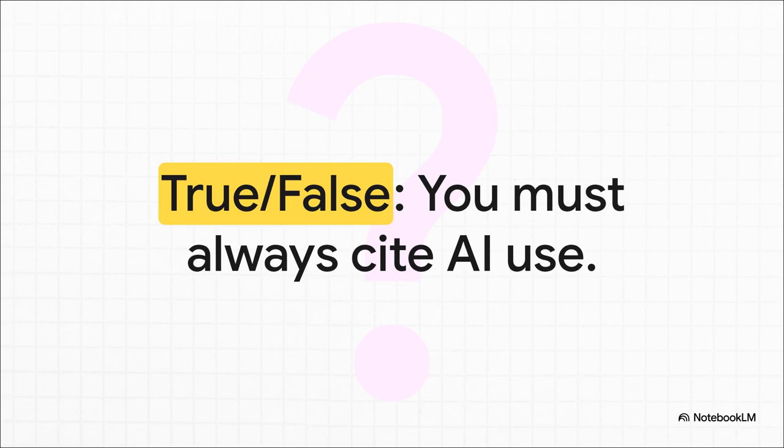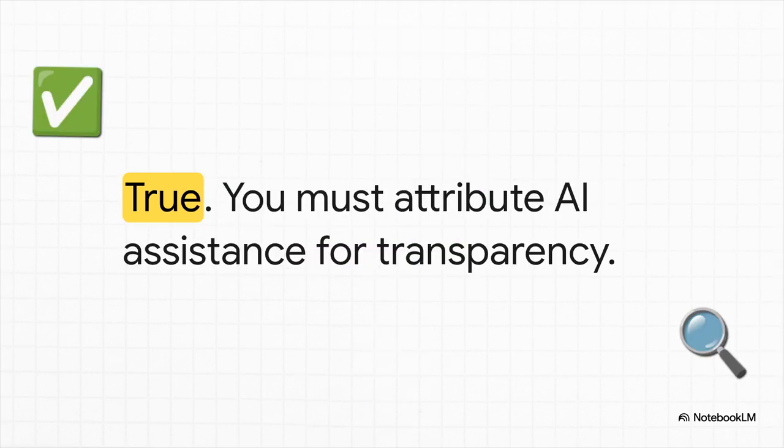Which brings us perfectly to the strict ethical boundaries our guide sets up around transparency. Let's say you use AI strictly as a cognitive aid. Maybe you just use it to brainstorm a few messy, preliminary ideas or organize a rough outline. Do you actually have to disclose that? Think about the core legacy rules of academic integrity and how they apply to this wild new digital frontier. True or false, you must always cite AI use. The answer is undeniably 100% true.